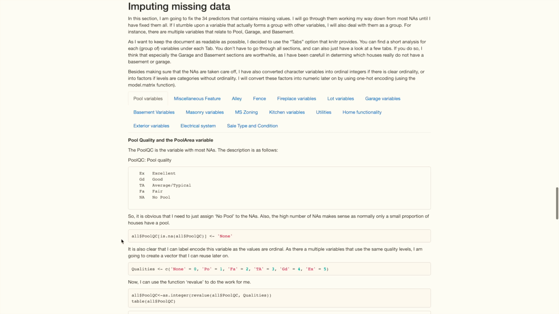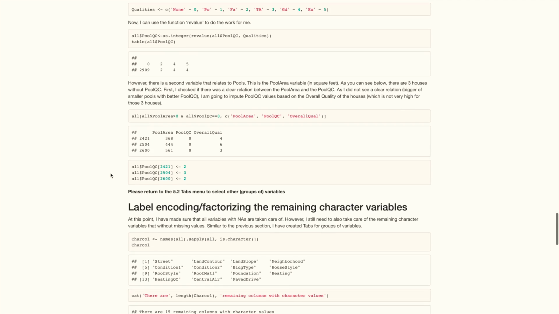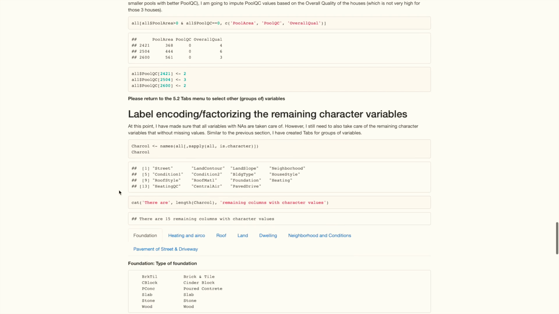Substituting NA values with none, changing ordinal variables with numbers in order to compute statistics on them, or also factorizing string variables.